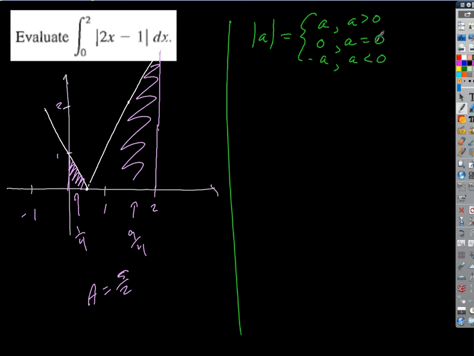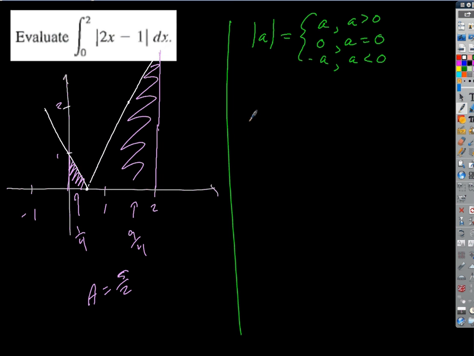We want to be able to write the absolute value function in the integrand as a piecewise function, and then it'll make sense. If we can write it using simple pieces on parts of the domain, we're doing a definite integral, and so we can split the definite integral up into different areas and just add up the areas like we did here, right?